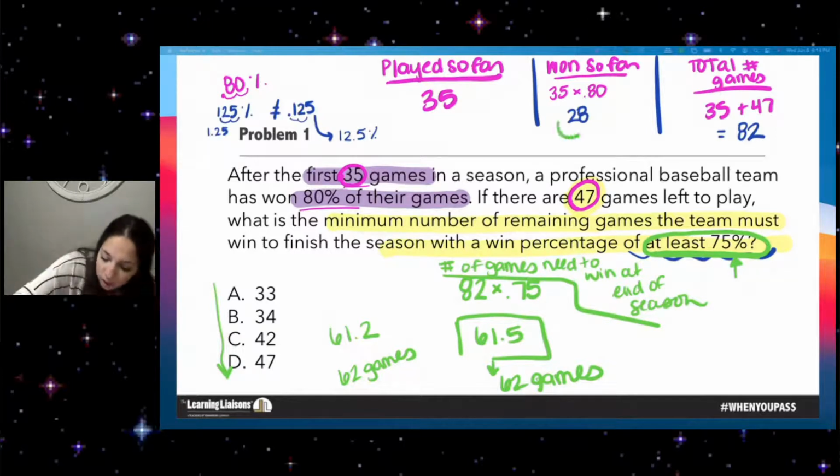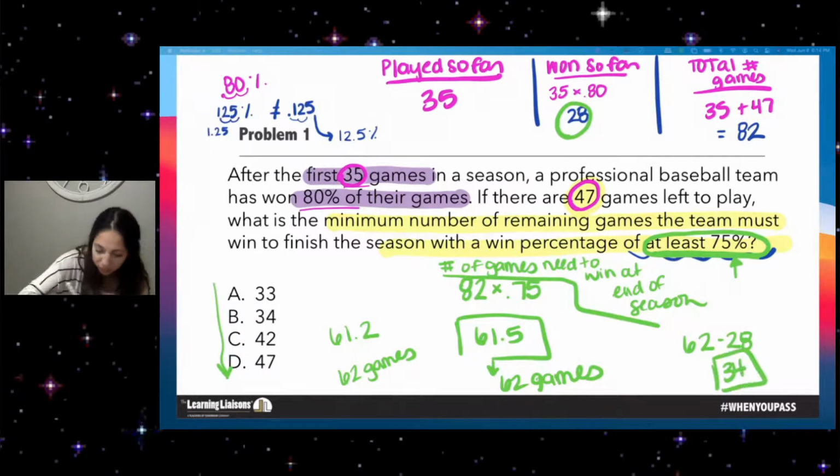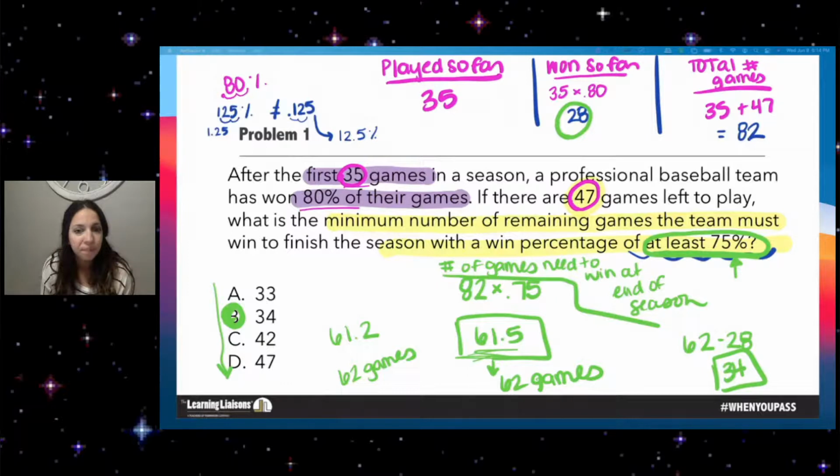They've won 28 so far. So I'm going to do 62 minus 28 to figure out how many more they need to win. 62 minus 28 equals 34. You do notice that they have 33, though, just in case you rounded that number down.